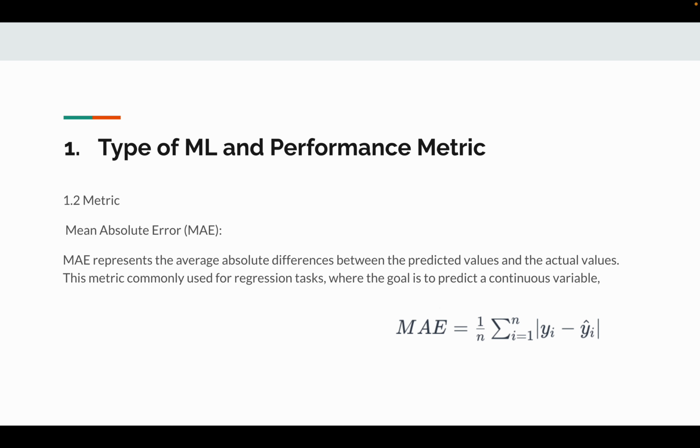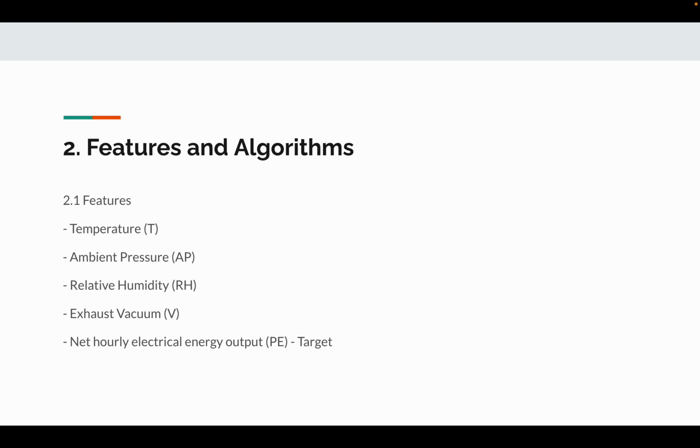The metric I decided to use was the mean absolute error because it's very commonly used for regression tasks where the goal is to predict a continuous variable. The features I used were the temperature, the ambient pressure, relative humidity, exhaust vacuum, and our target, net hourly electrical energy output.